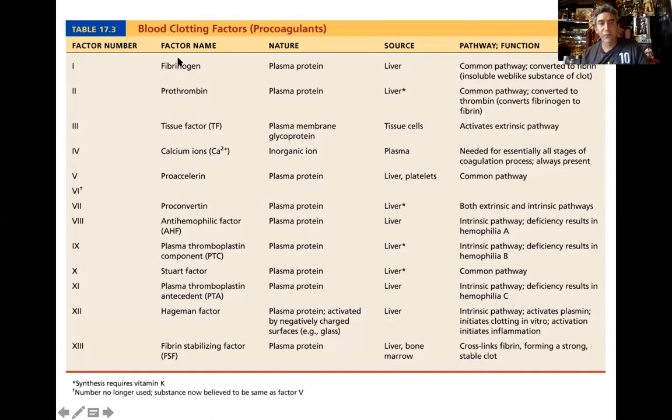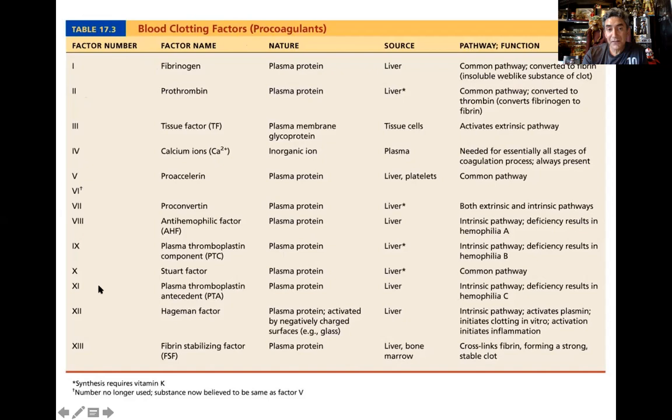Depending on who you work for, if you're working in a phlebotomy aspect, a lot of people just memorize them as factor 1, factor 2, factor 3, factor 4, factor 5. So these are the factor numbers and the actual factor name. Now, what are these factors? Most of the time, they are plasma proteins. These are proteins that just hang out, constantly in circulation within the plasma.